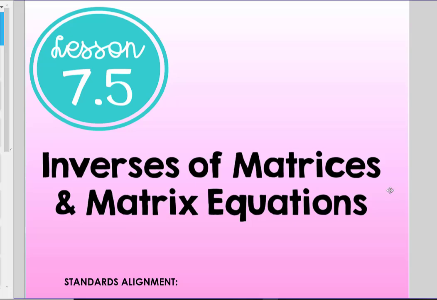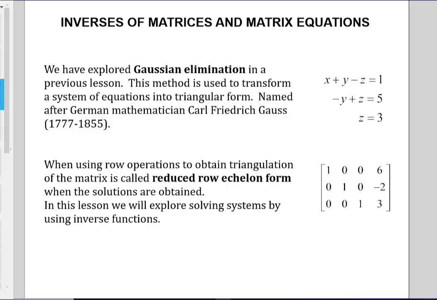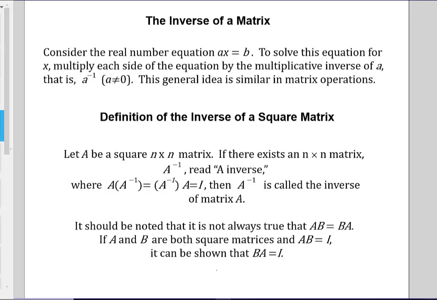Okay, today we're going to talk about inverses of matrices and matrix equations. We've been exploring Gauss-Jordan elimination, and we talked about triangular and reduced row echelon form so that we could see our solution with the identity matrix on the left and the solution set in that far right-hand column. So let's talk about inverses now.